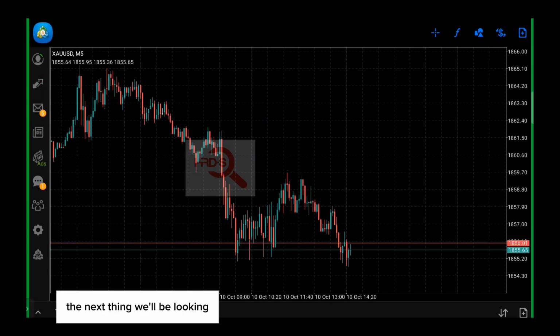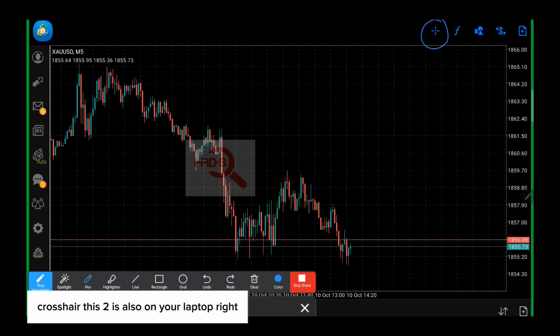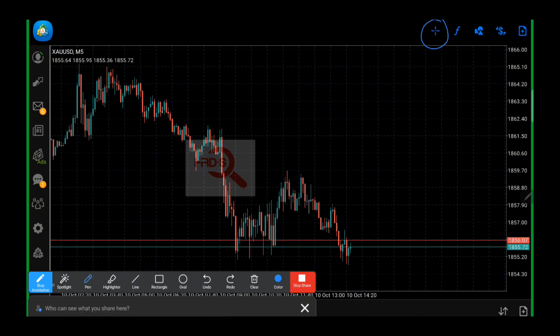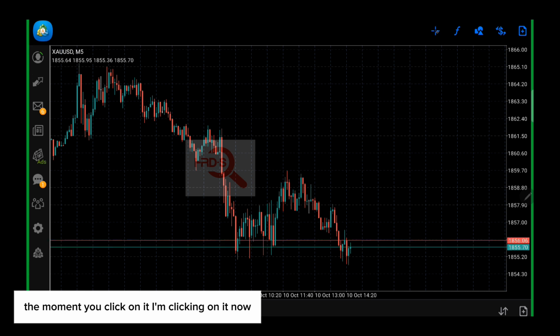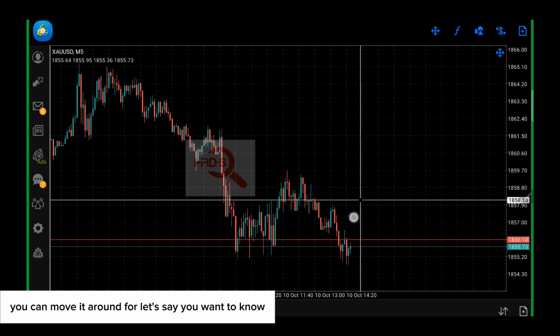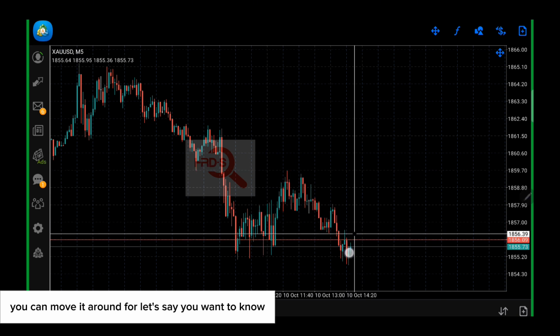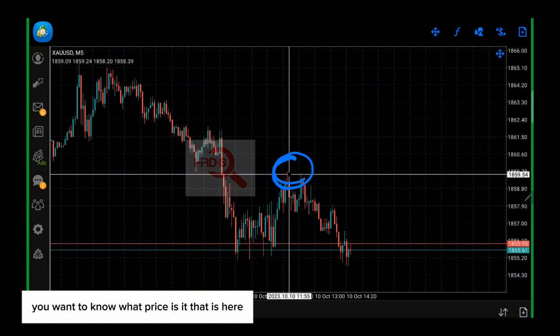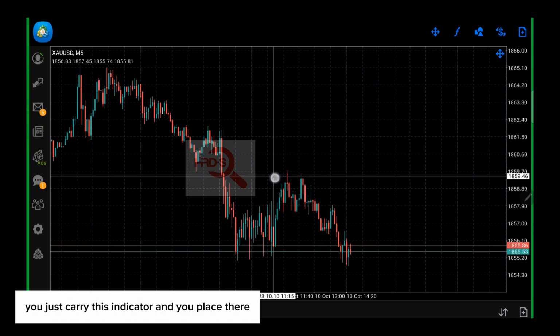The next thing we'll be looking at will be crosshair. This tool here, crosshair, this tool is also on your laptop, right? So what this tool does is that the moment you click on it, I'm clicking on it now, you will see this. You can move it around. Let's say you want to know this high here, you want to know what price is here, you just carry this tool and you place it there.